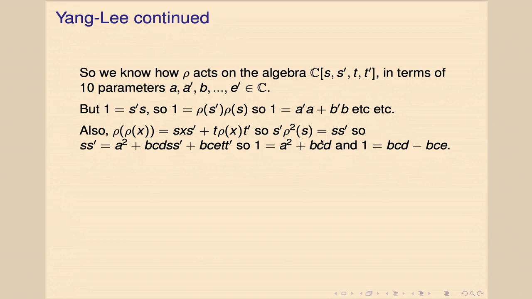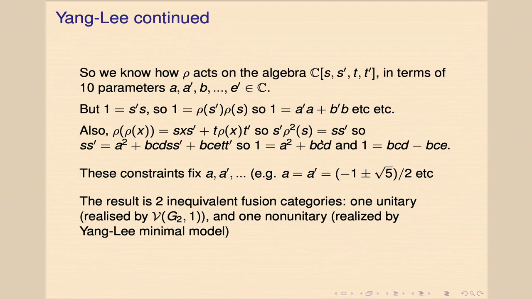So for example, it turns out that A and A prime are the same, and they have to equal the golden mean, more or less. So the result is that there are two different answers here. There are two different fusion categories. They're inequivalent to each other. One has the plus sign for A, and the other has the minus sign for A.